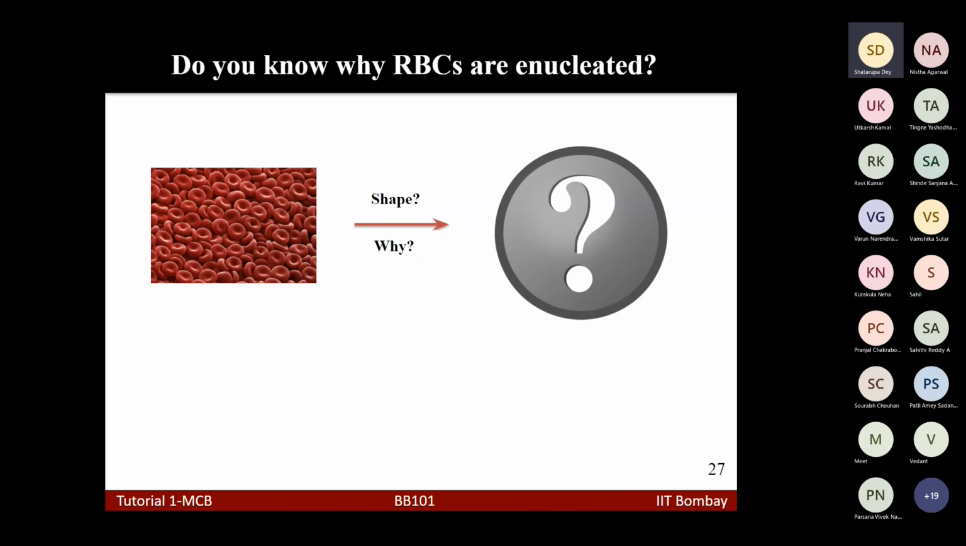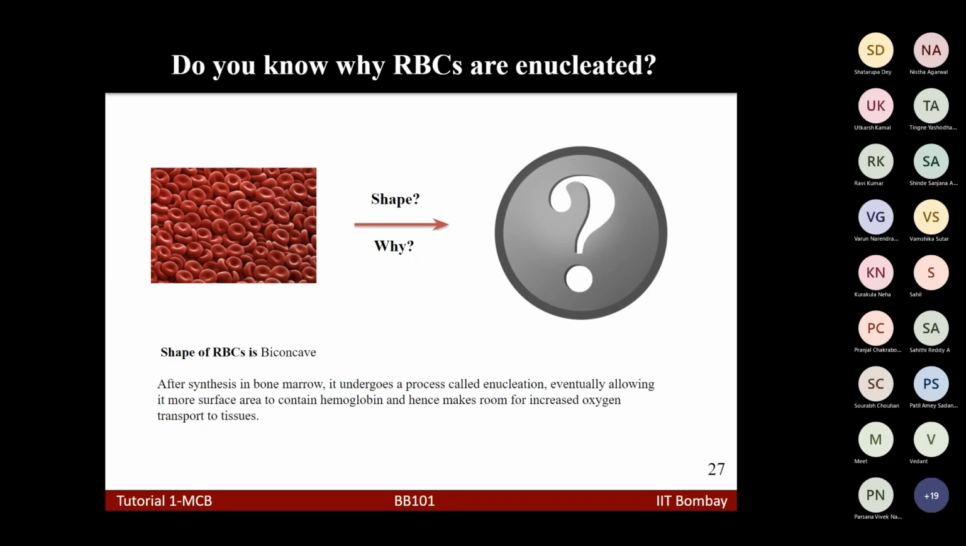Actually, you are partially right. It is because of the shape that it can travel easily, but it is enucleated because the nucleus gets out of the RBC, so it can make more space to accommodate the hemoglobin. So what does the hemoglobin do? Hemoglobin carries the oxygen, so it can carry the oxygen efficiently to all the organs of the body. Okay, so that's why it is enucleated.